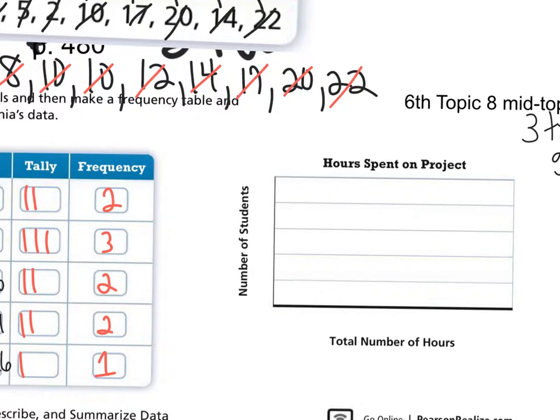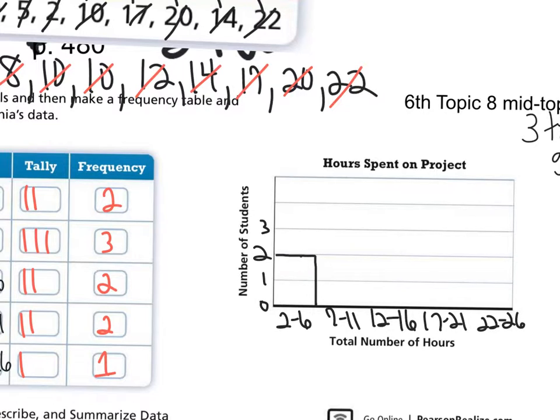So our first interval number of hours was from 2 to 6, and then 7 through 11, and so on. We'll just write those numbers underneath here. And then remember, a histogram, you're not going to have any gaps in between your bars. So we had, well, 3 is our highest frequency, so let's go by 1s for our number of students. You need to make sure you label that.